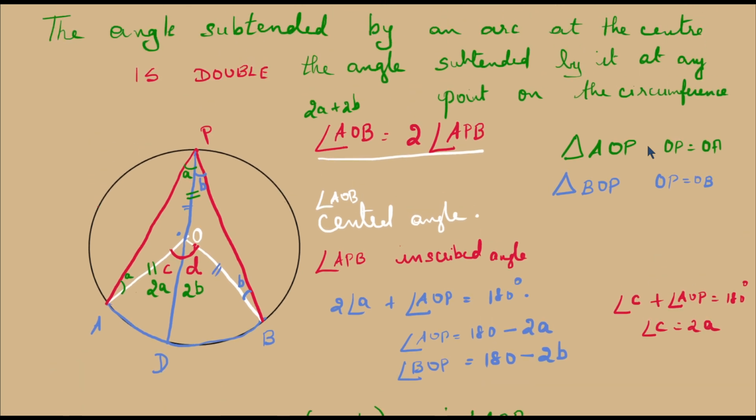The angle subtended by an arc at the center is double that of the angle subtended by it by any point on the circumference. Now we have taken the point here at P. It could be anywhere. So if this is the central angle at O, if this is the arc, P could have been here also. It could have been here. It could have been here. So let me show you what would happen if P is here.